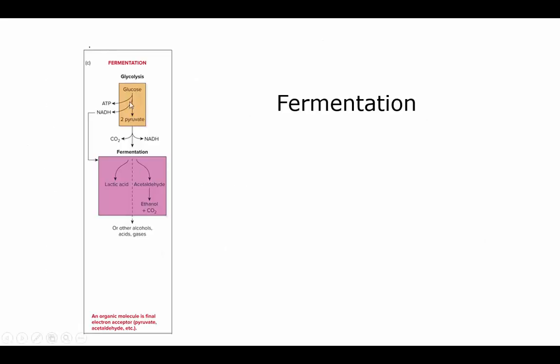And here's the process. Glycolysis happens, we split glucose into two pyruvates, and then it goes into fermentation. No oxygen is available. The last electron acceptor is going to be pyruvate or acetaldehyde, which is an alcohol.